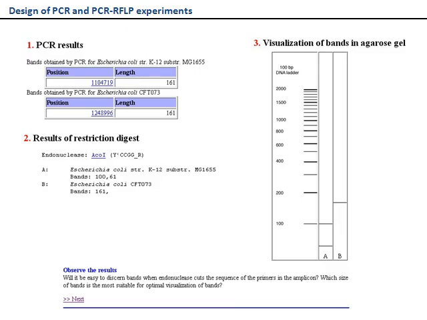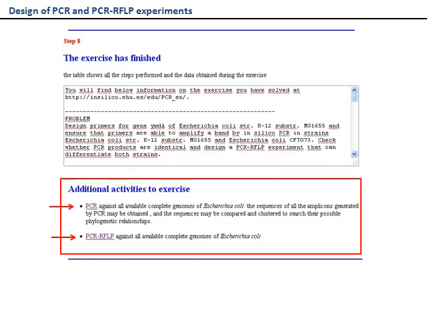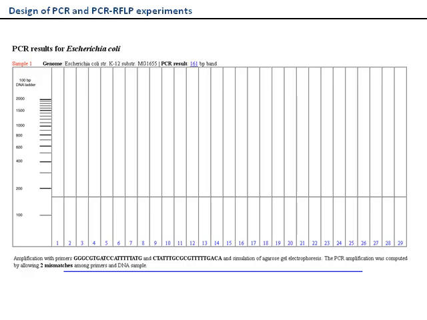If the PCR-RFLP experiment allows us to distinguish both strains, clicking the next link will allow us to jump to the final step. Step 8 includes a summary of all the information of the previous steps. At this point the exercise is finished. 2 links at the bottom of the page allow the user to extend the PCR and PCR-RFLP experiments to additional sequenced E. coli strains. By clicking the first link, an agarose gel simulation of all PCR amplified bands is shown.